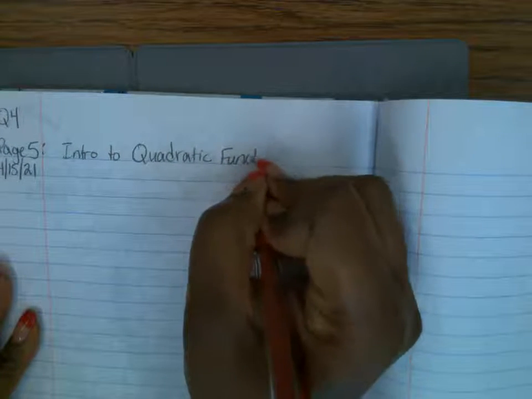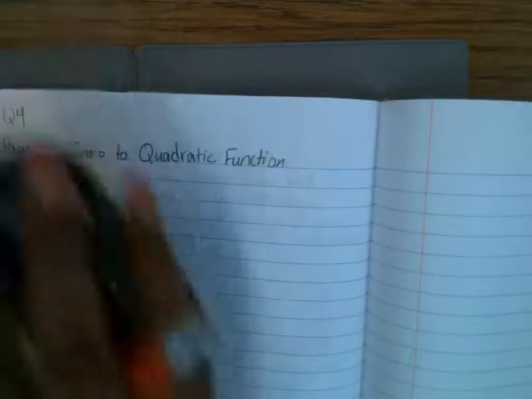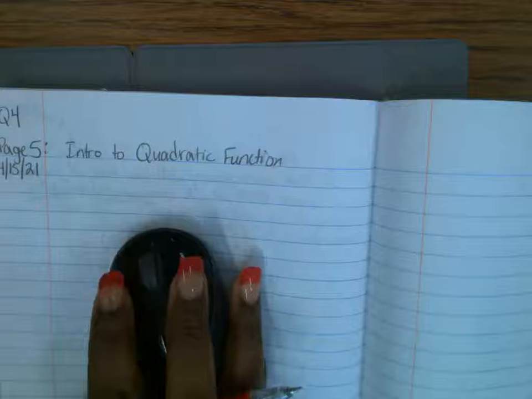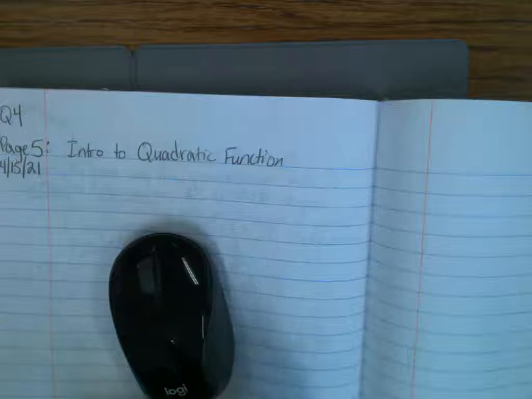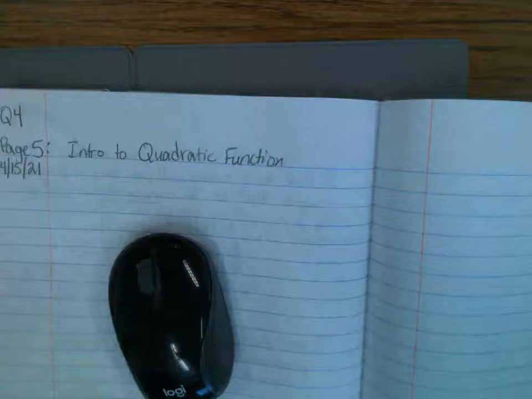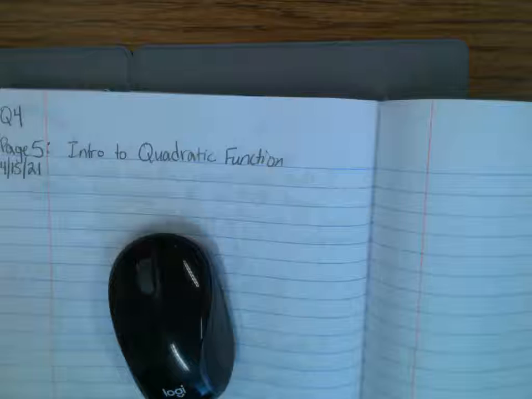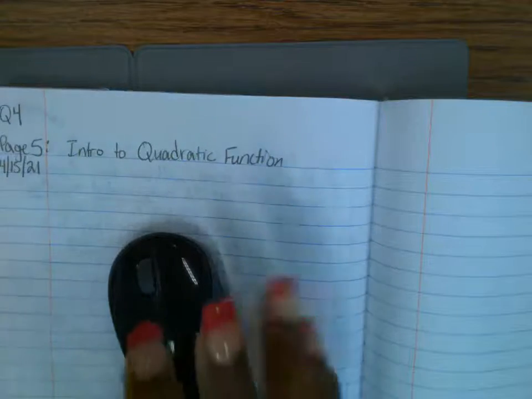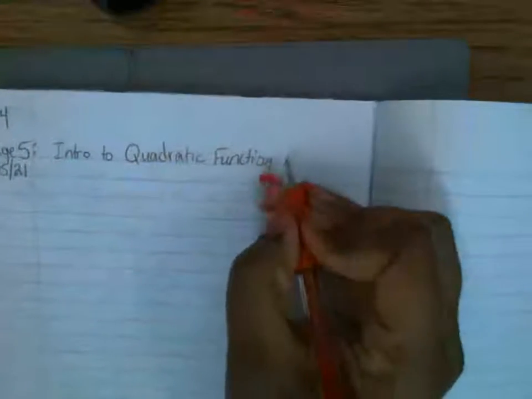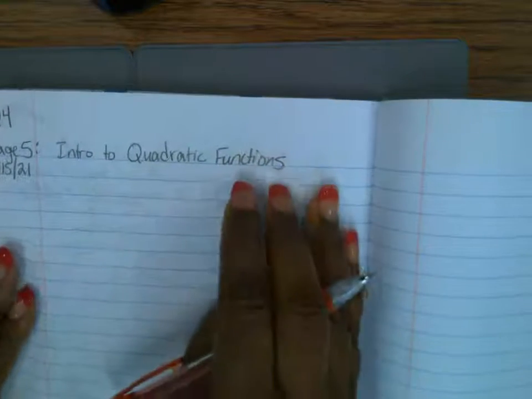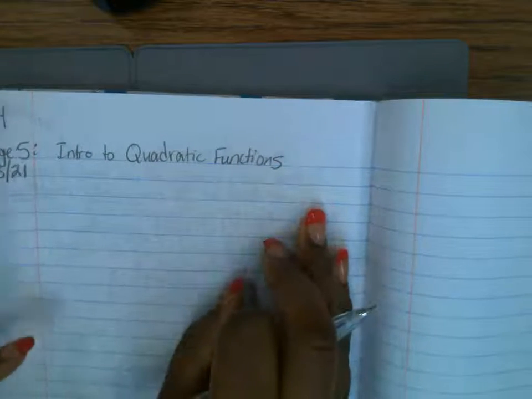We've already talked about linear functions, which form straight lines. We talked about exponential functions, which have curved lines. They grow by a common ratio or a percent. And now we're getting ready to talk about quadratic functions.